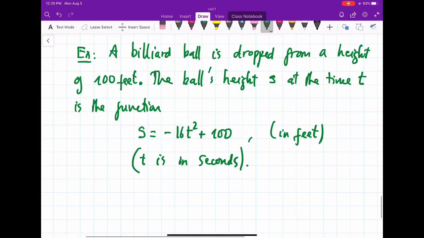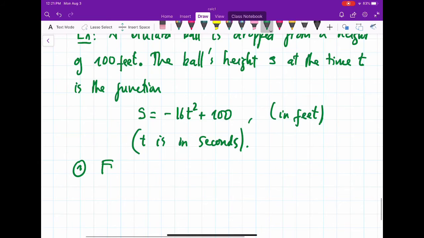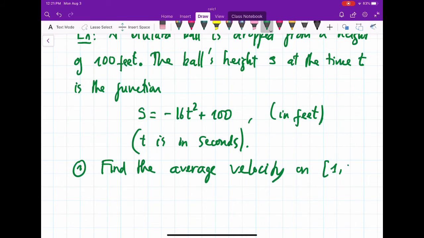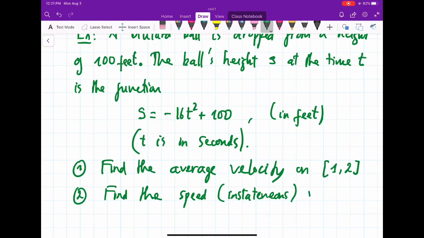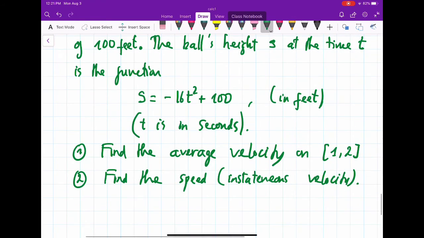They ask us to find the average velocity. The first question, find the average velocity on [1, 2]. The second question, find the speed, or I can write here instantaneous velocity at t equal to 2.